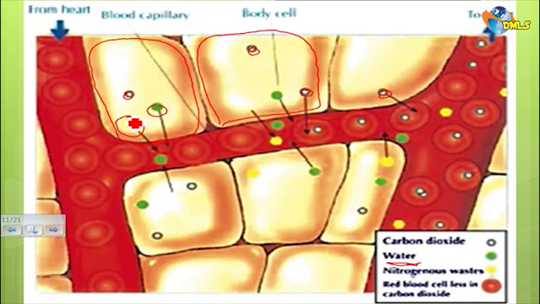So the cell will expel the wastes inside it, like carbon dioxide, nitrogenous wastes and excess water. The carbon dioxide will be carried by red blood cells to go to its special organ, which is the lungs, to get rid of it through exhalation.